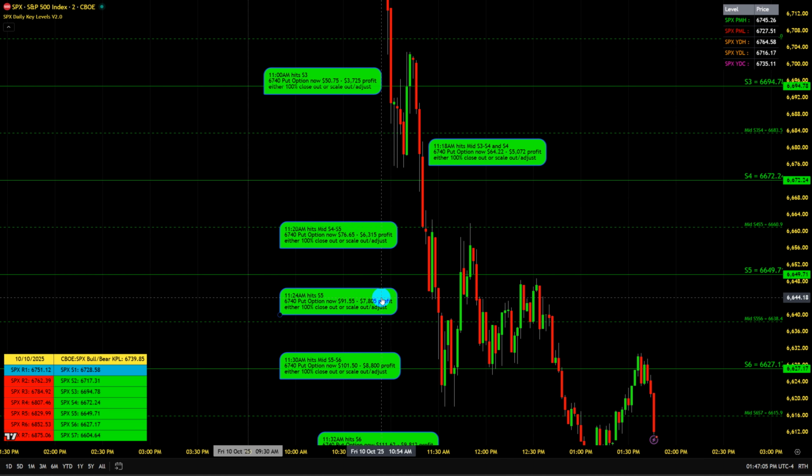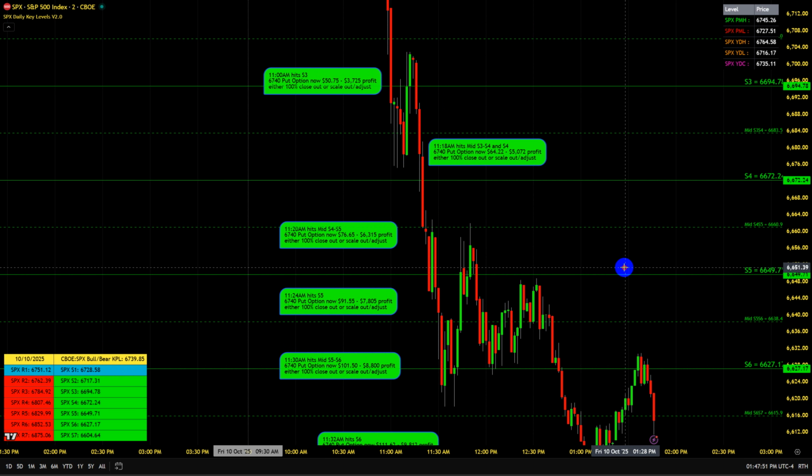Now, if you happen to use a different one than that and you did not get stopped out, then there was still more profits to be had here, because as you can see here on this 11:30 candle right here with this very long wick, it hits mid S5 S6. The 67.40 put option is now $101.50. That's $8,800 profit per option at this point. So again, the same decision to make: either 100% closeout of any remaining runners or continue to adjust.